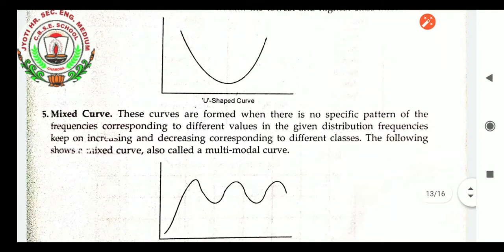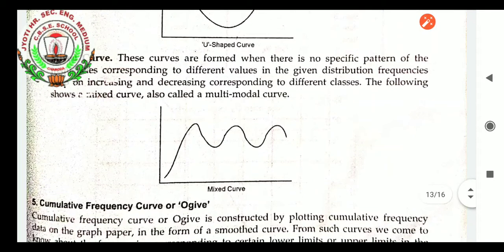Mixed curve. These curves are formed when there is no specific pattern of the frequency corresponding to different values in the given distribution. Frequencies keep on increasing and decreasing corresponding to different classes. The following shows a mixed curve, also called a multimodal curve.